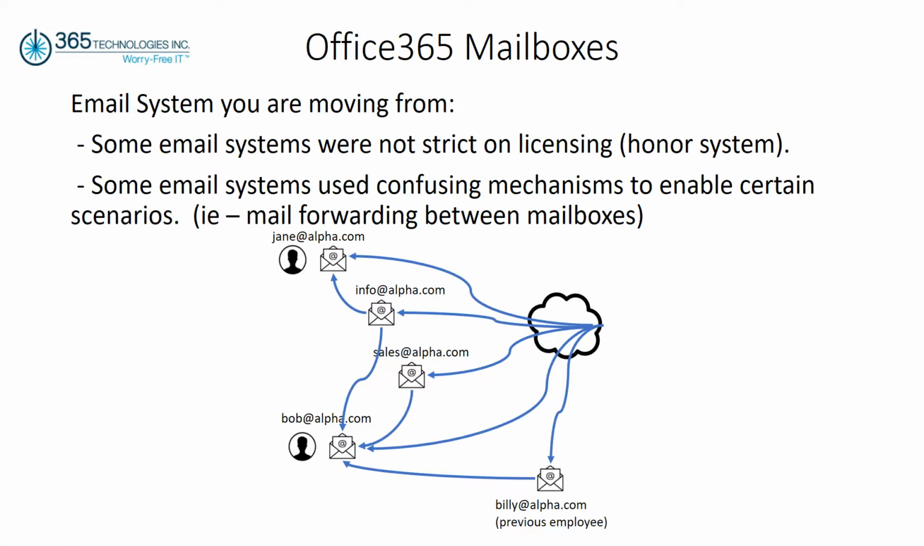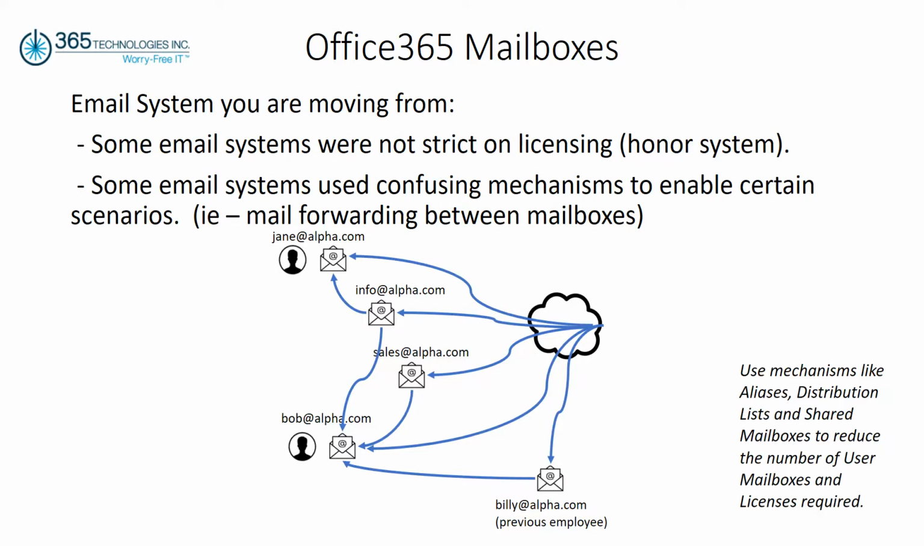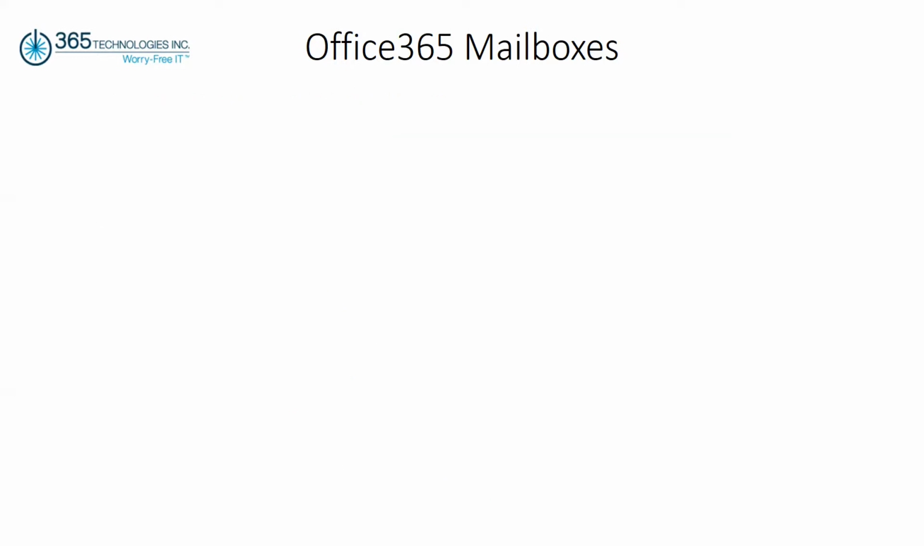I'm going to show you how we can accomplish this in a much more simple way and not incur as many licenses as we would if we just moved this over. And that's why it's important to kind of start from scratch. So let's get going on that. We'll use mechanisms like aliases, distribution lists, and shared mailboxes to reduce the number of user mailboxes and licenses required. In Office 365, a user mailbox requires a license. Those other mechanisms don't.